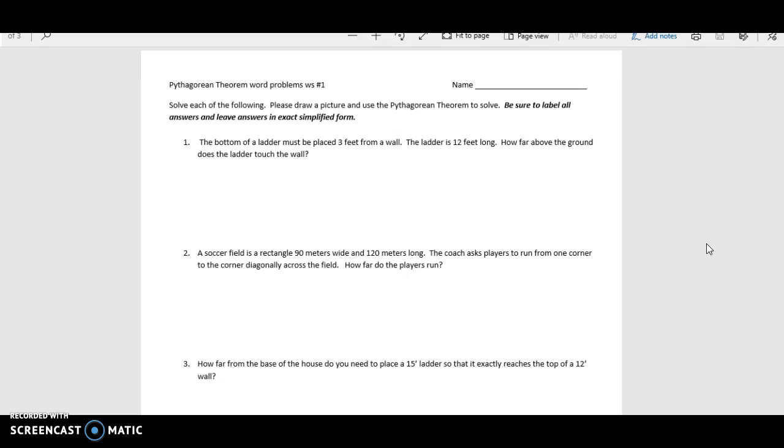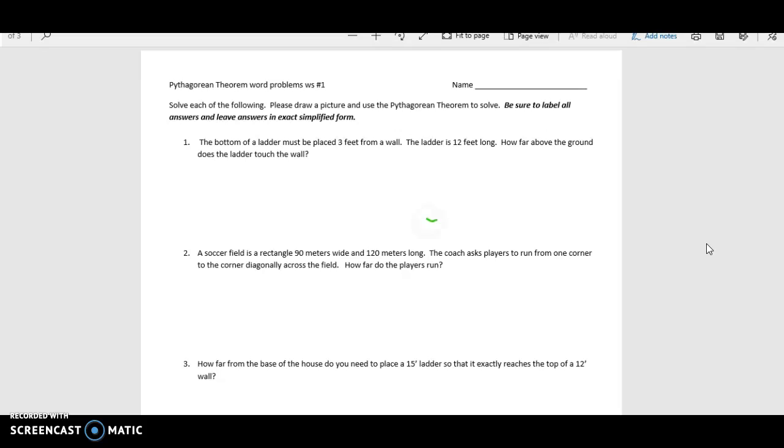So we'll just start with number one. The bottom of the ladder must be placed 3 feet from the wall. The ladder is 12 feet long. How far above the ground does the ladder touch the wall? Well, ladies and gentlemen, this is where we get to draw in math. I told you this is my favorite part of math. That's why I love geometry, because we get to be artists.